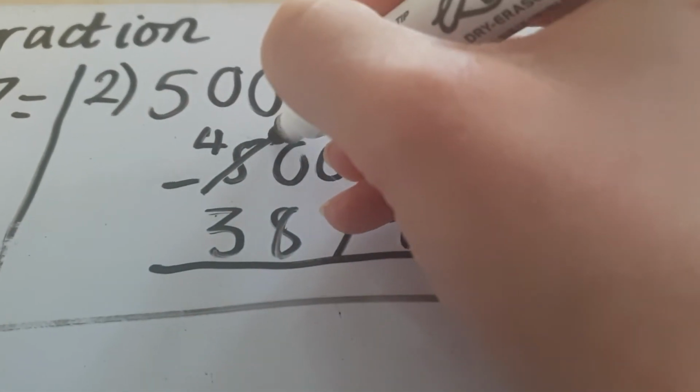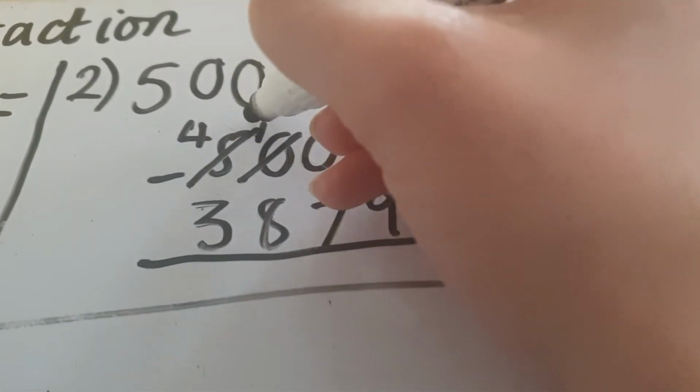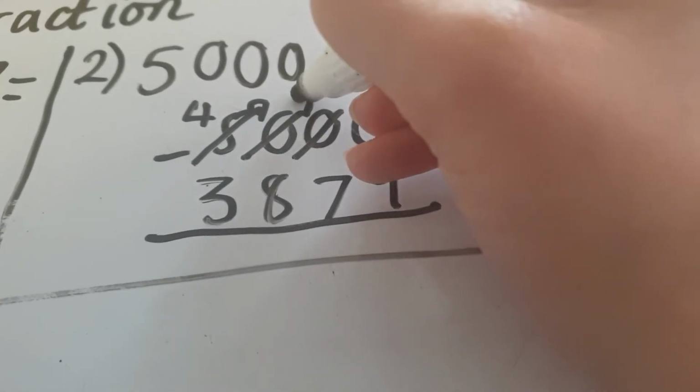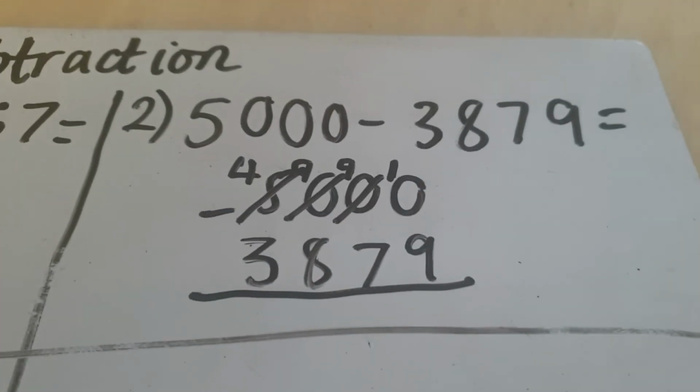So you cross out the 5, that becomes a 4, and we bring the 1 over to the hundreds. Then we do the same again. Cross it out, that becomes a 9, this becomes a 10. Cross it out, that becomes a 9, this becomes a 10, and now we can begin to answer.